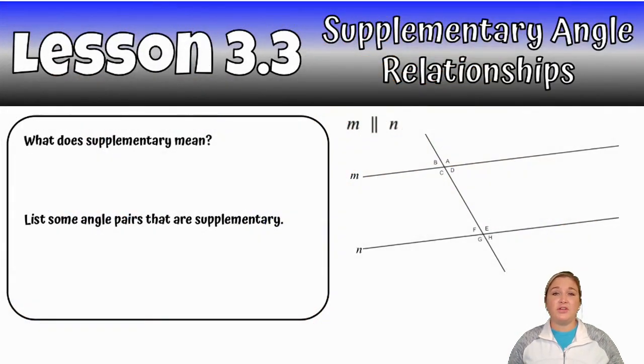Hey guys! We've looked at angle relationships with parallel lines cut by a transversal. We've looked at those angle relationships that are congruent. Now we're going to look at the angle relationships that are supplementary. So remember back, supplementary means that the angles add up to be 180 degrees.